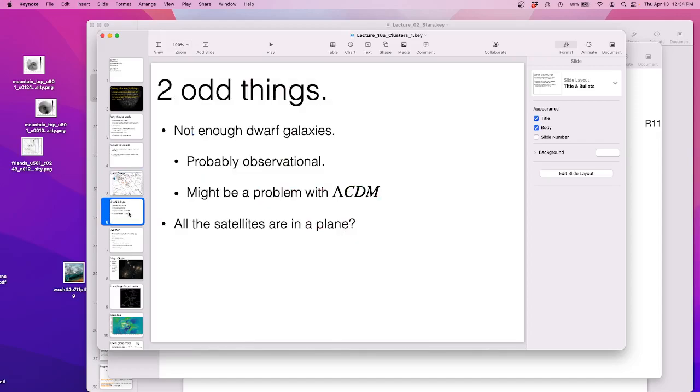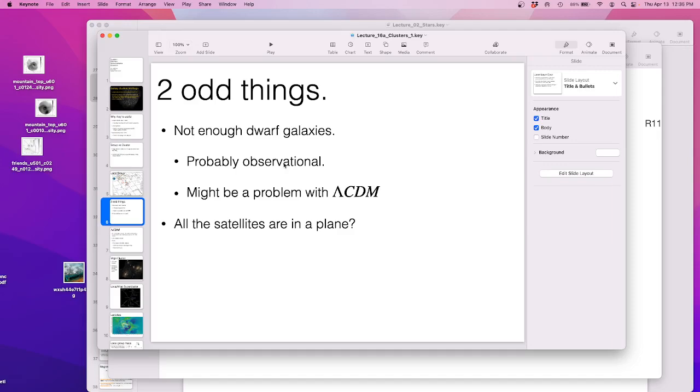Okay, so there's two weird things. There aren't enough dwarf galaxies. When we go look at this and count up all the dwarf galaxies, we come up short by a factor of like 8 or 10. So that's, yeah. You mean in the local group? Yeah, in the local group.